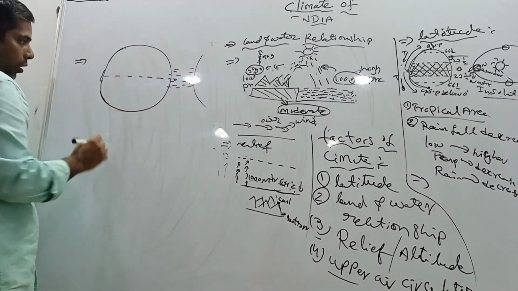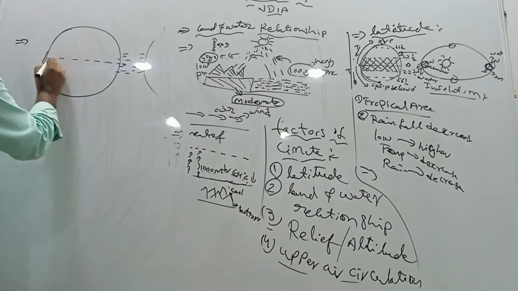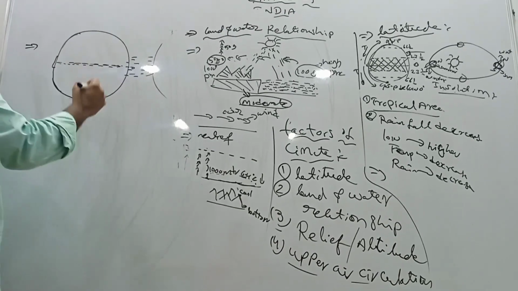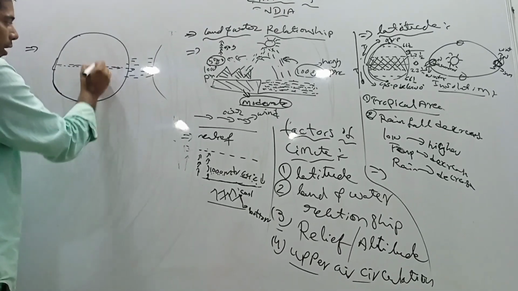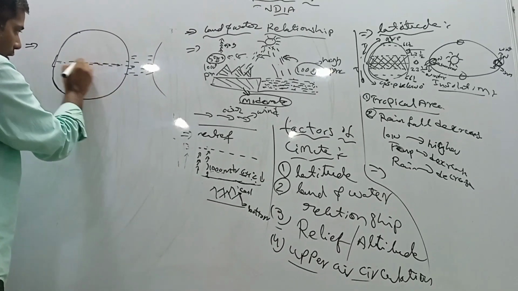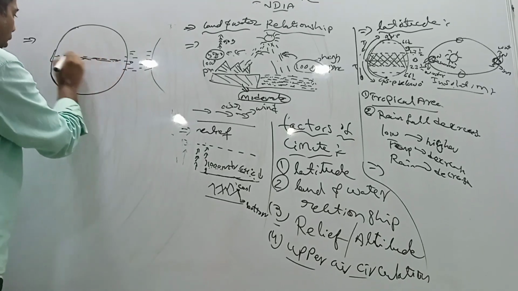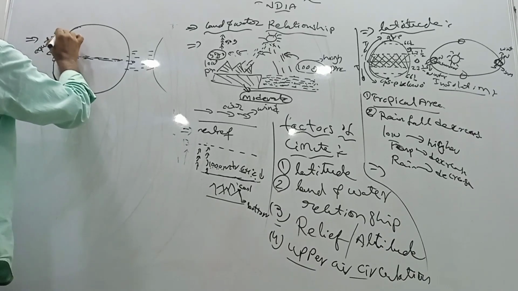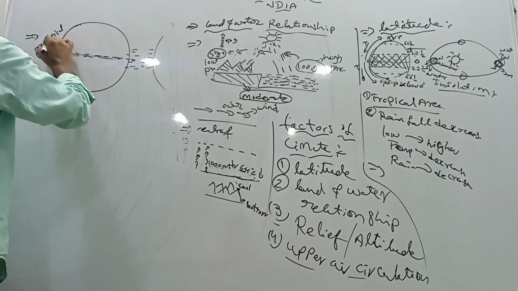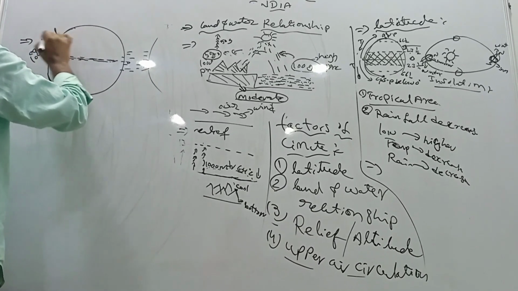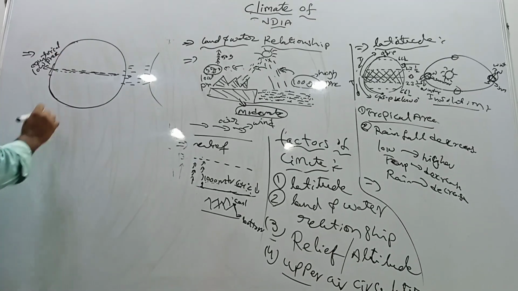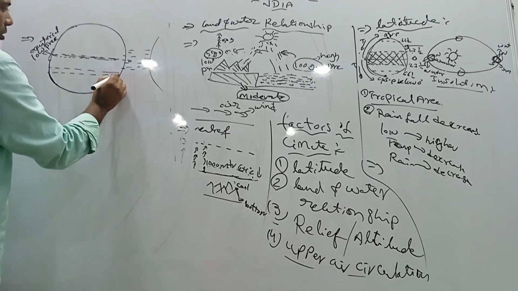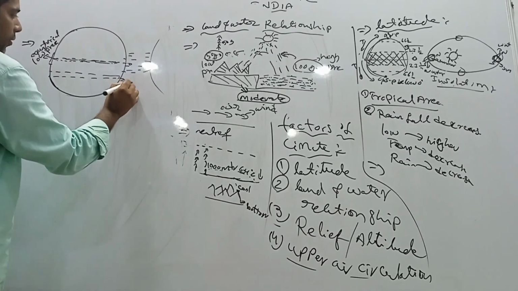So due to the sun rays, here the air heats up, goes up into space and forms clouds. This air goes up and forms low pressure here. This is called equatorial low pressure. At the same time, this is subtropical high pressure.